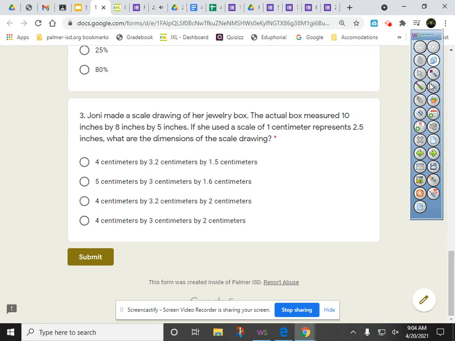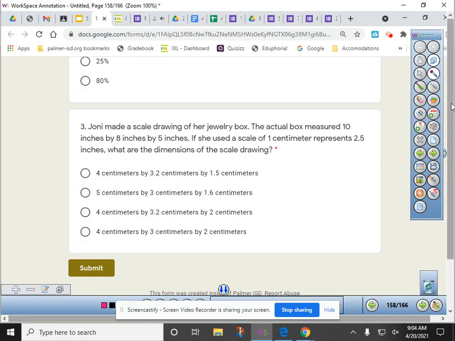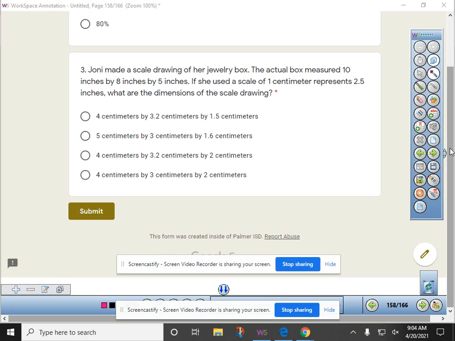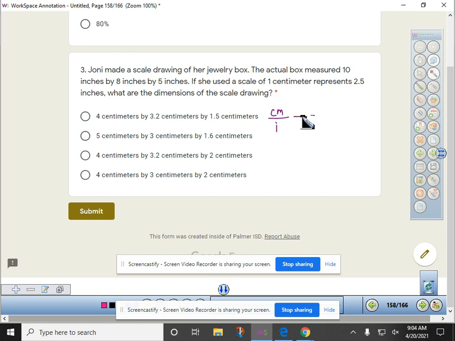And then number 3. Joni made a scale drawing of her jewelry box. The actual box measured 10 inches by 8 inches by 5 inches. If she used a scale of 1 centimeter represents 2.5 inches, what are the dimensions of the scale drawing? I would write a proportion here. Centimeters over inches. And what do you know? 1 centimeter represents 2.5 inches. Good. And this is 10 what? Inches. So if I cross multiply, I'm going to get 2.5x.